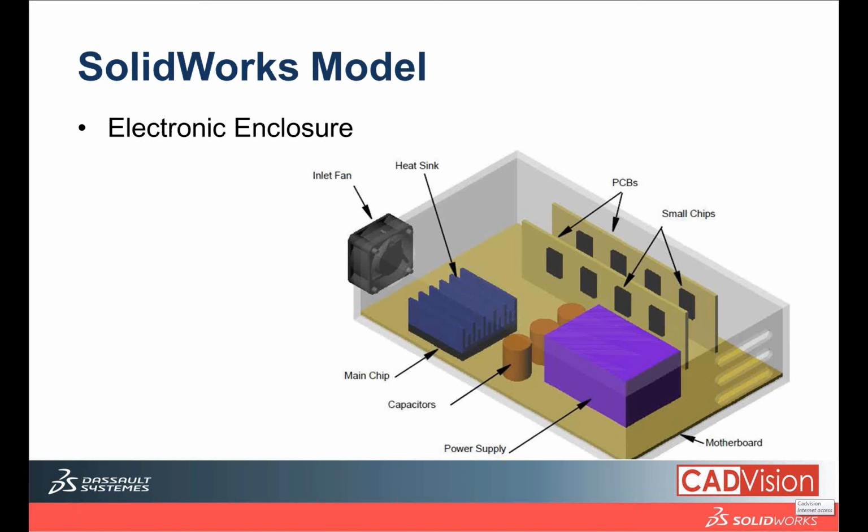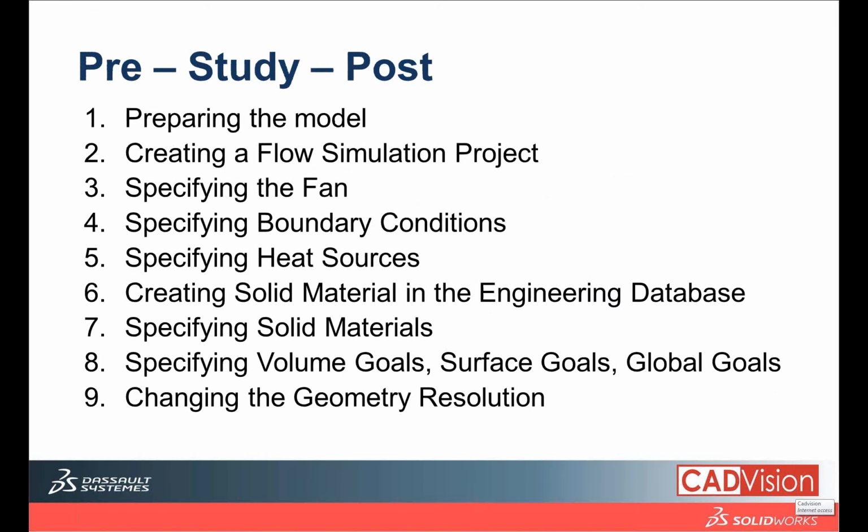So this is the example that we are going to use. It's an electronic enclosure built in SolidWorks. It's an electronic box with all the electronic components. Our concern here is the heat dissipated from each component and the heat flows in the electronic box. We do not want it to get overheated. If it is overheated, what are the things that we can do to reduce the heat?